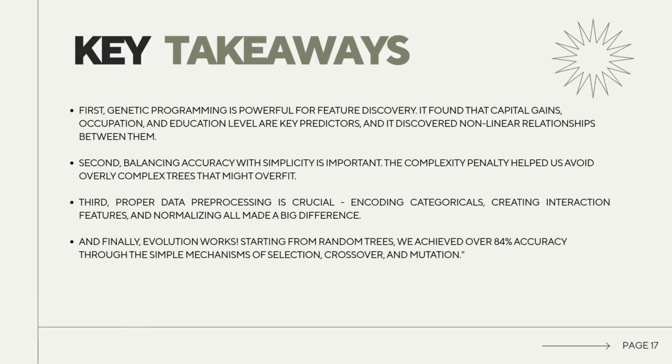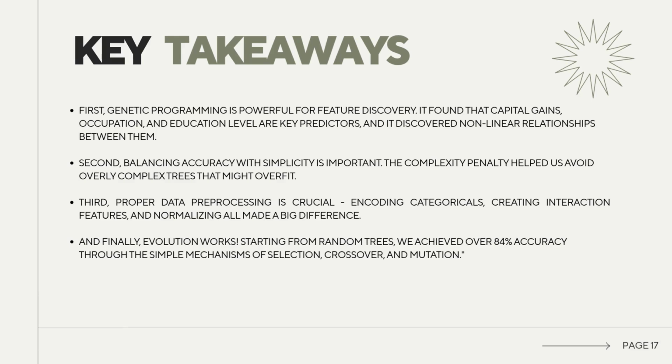So let's talk about the key takeaways. First, genetic programming proved really effective for uncovering useful features. It highlighted capital gains, occupation, and education as the strongest indicators of income, and it even captured the nonlinear interactions.